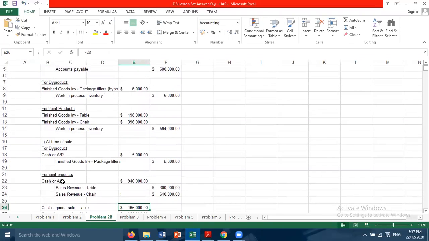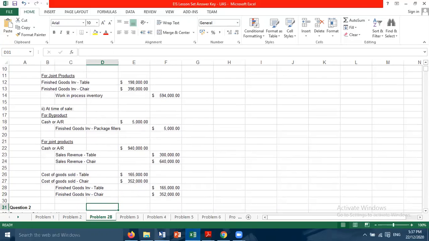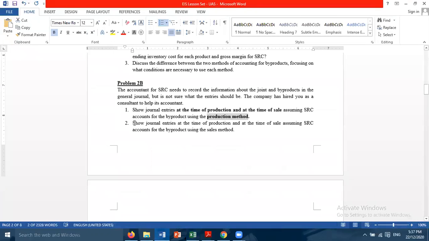Whereas for joint products, we just do a normal journal: debit cash or AR, and we acknowledge sales revenue here. Since we acknowledge cost of goods sold, it is the same principle as normal accounting. We just debit cost of goods sold for each product, and we credit the finished goods inventory. Now, for the next one, show journal entries.